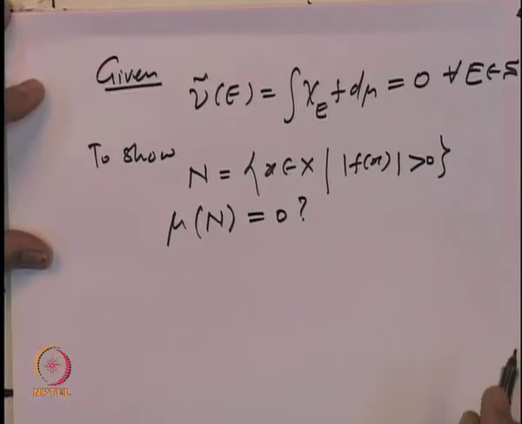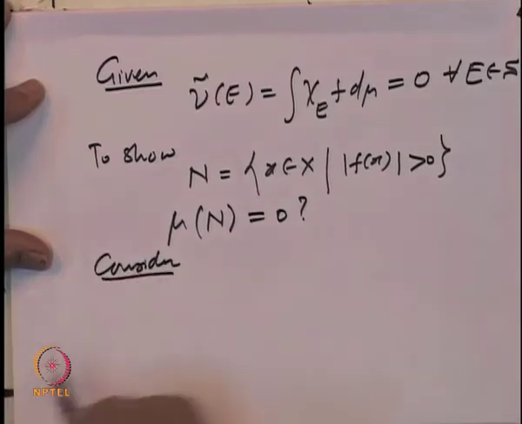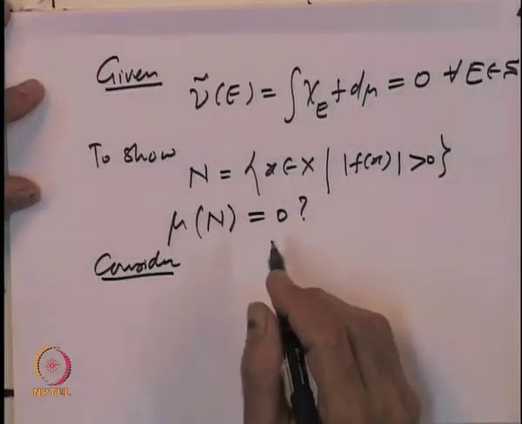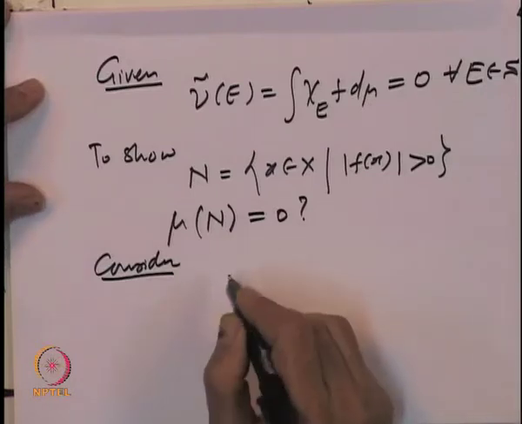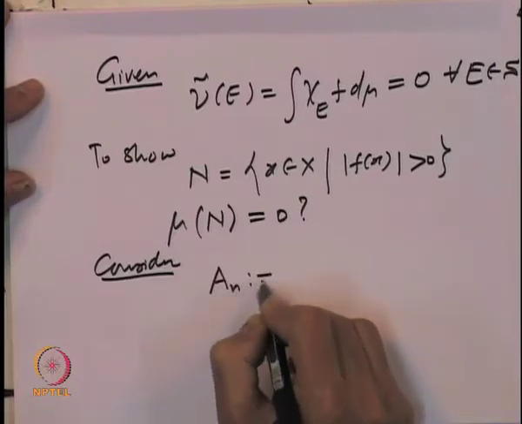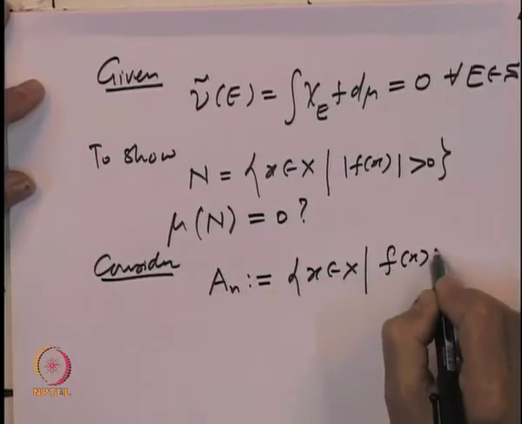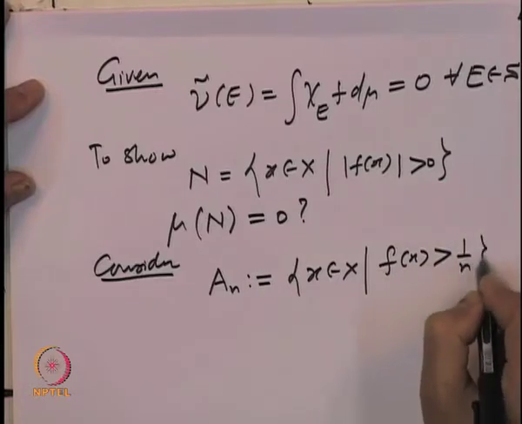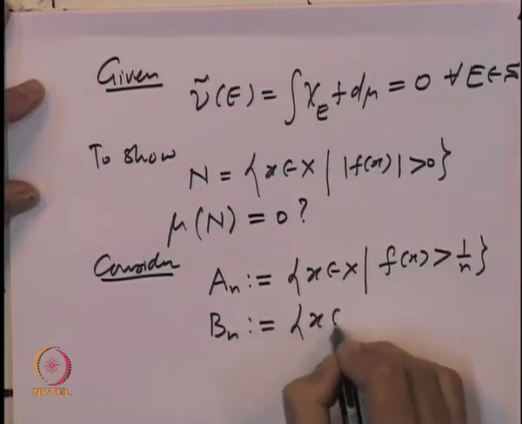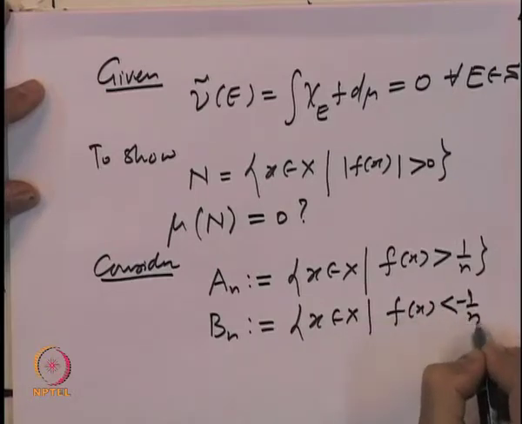Now, let us consider the set, say for example, let us write the set A n to be the set of x belonging to X such that f of x is bigger than 1 over n. And similarly, let us write B n to be the set of x belonging to X where f of x is less than minus 1 by n.